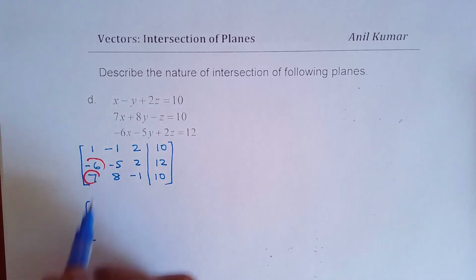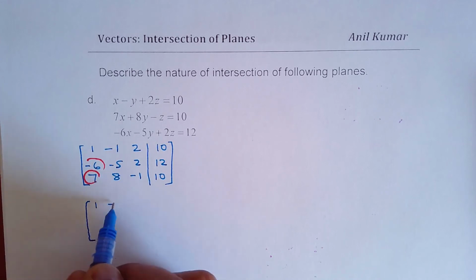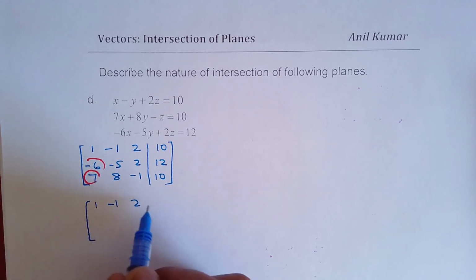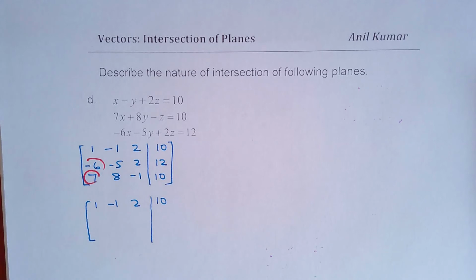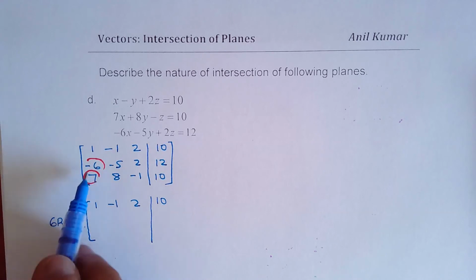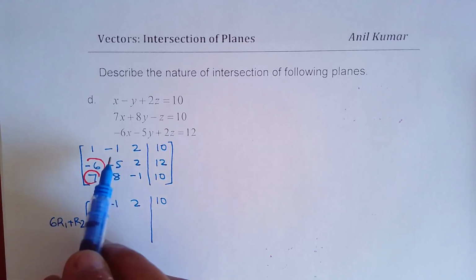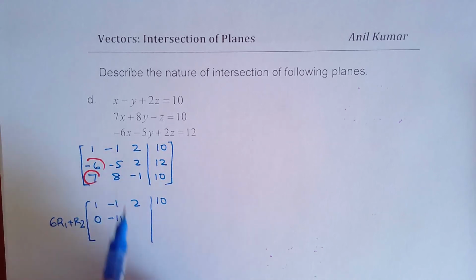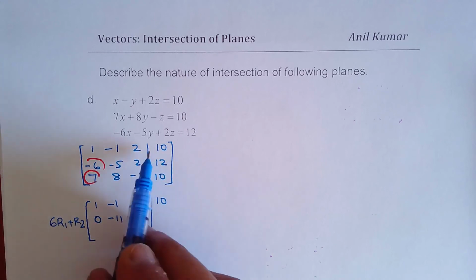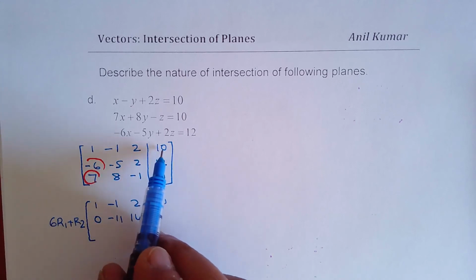Now, to get a 0 here, what can we do? Let's first rewrite the first row, which is 1, minus 1, 2, 10. To get a 0 here, I have to multiply the first row by 6 and then add, right? So what I get here is 6 times R1 plus R2. You get 0 here. 6 times gives you minus 6, and when you add, you get minus 11. 6 times 2 is 12, plus 2 is 14. 6 times 10 gives you 60, 72.